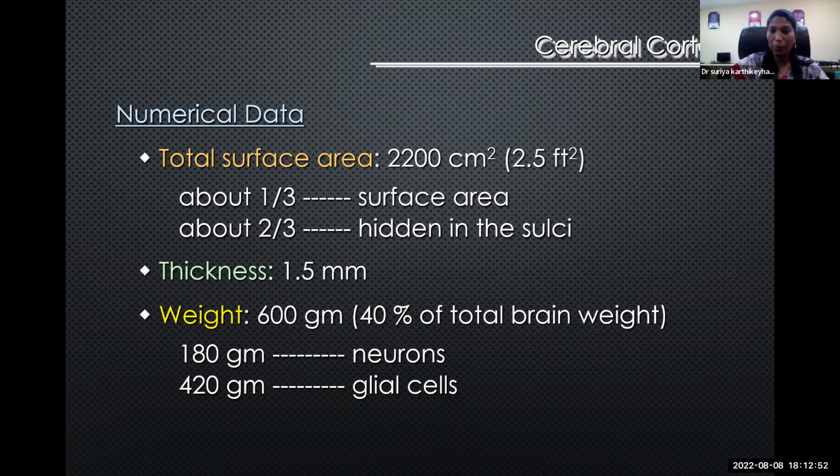It is supported by the supporting cells, that is the neuroglial cells, which take up around 420 grams of the weight. Okay, 180 grams is neurons and 420 grams is occupied by the glial cells, that is, the supporting cells.